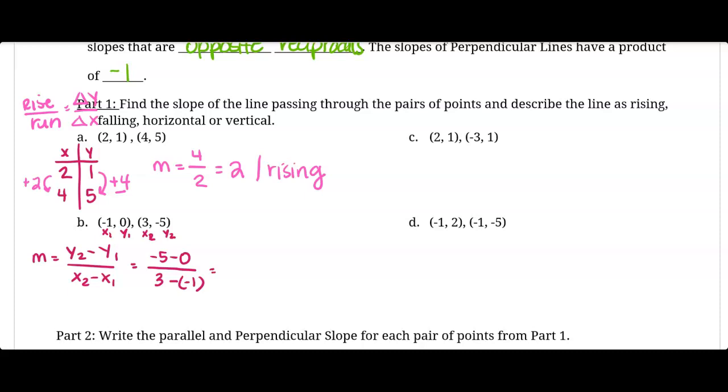So -5 minus 0 gives me -5. 3 minus -1 gives me 4. That is simplified, so that is my slope. So m is equal to -5 over 4. Since it's negative, I know that it is falling. You can choose to use whichever method you want to use. I prefer the table because I don't have to worry about order and I don't have to worry about the formula. I can just put them in a table and go for it, which makes it easier for some people.